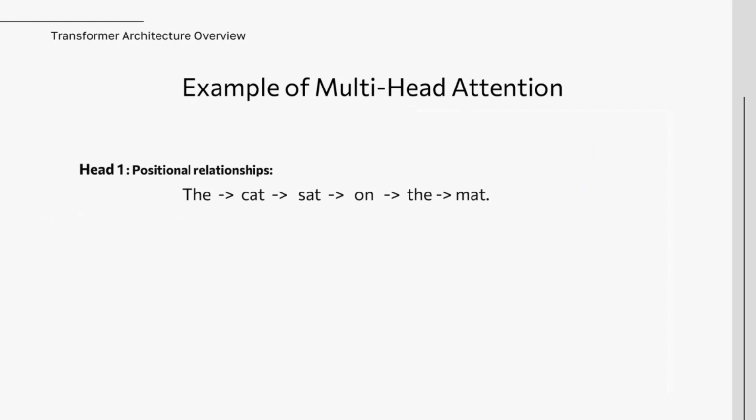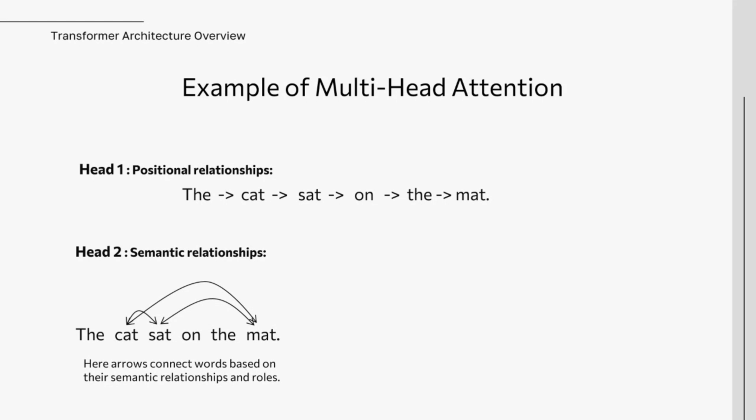Let's revisit our example sentence, the cat sat on the mat. With the multiple heads, each head can focus on a different aspect of the sentence. One of the attention heads in a transformer might focus on positional relationships between words. This head is concerned with how words are ordered in the sentence. For instance, it might analyze the proximity of cat to sat and mat. Understanding that cat comes before sat and is related to mat through the action of sitting. This helps the model to grasp the structure and sequence of words.